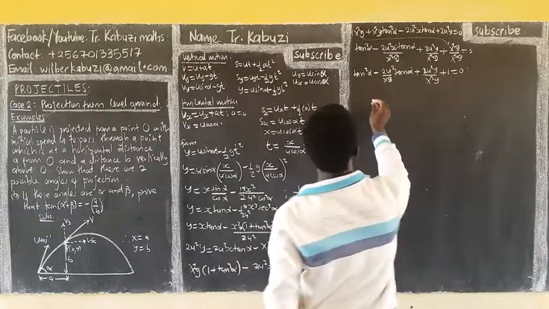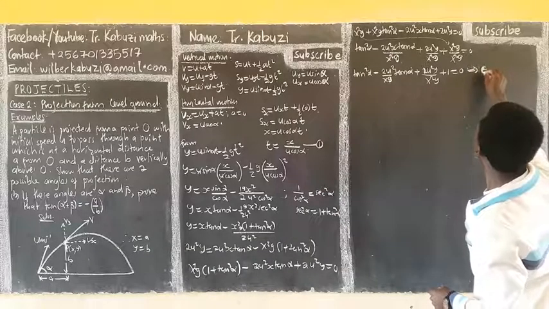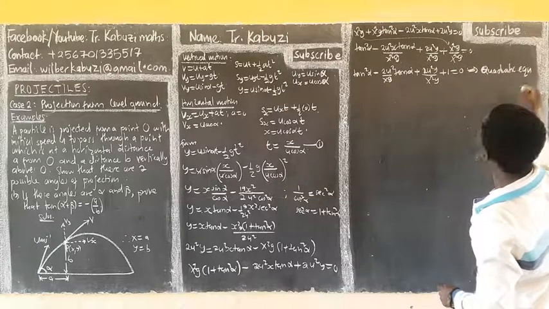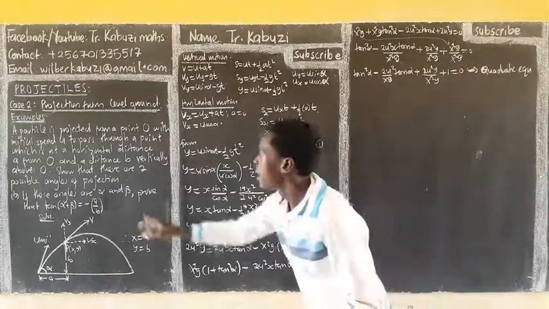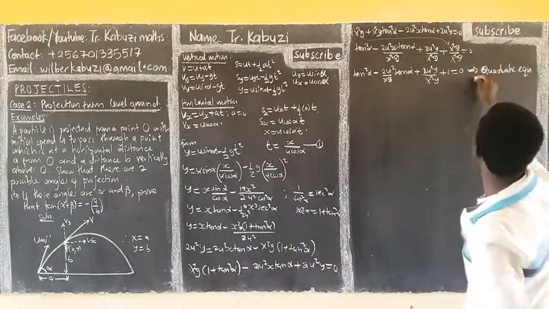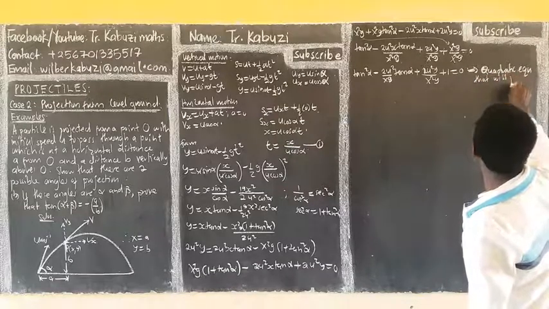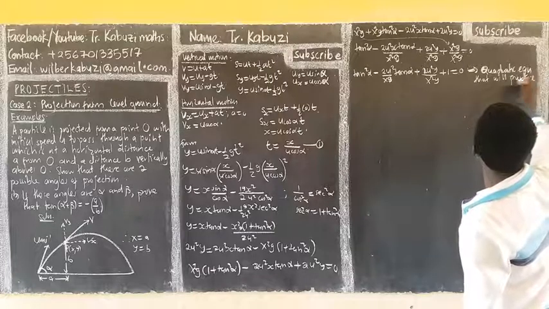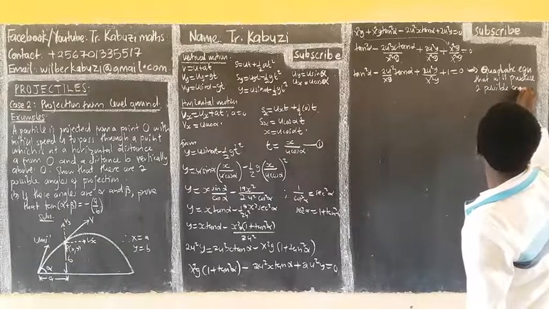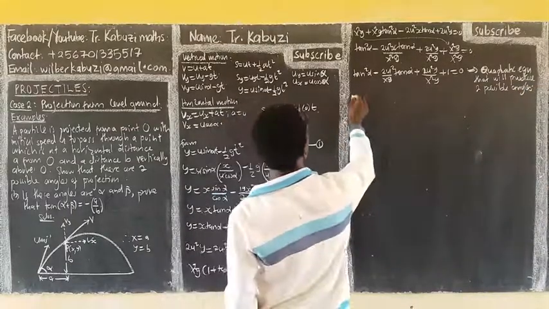Hence, quadratic equation, there are two possible angles of projection. A quadratic equation will produce two possible angles. So this was our part A.